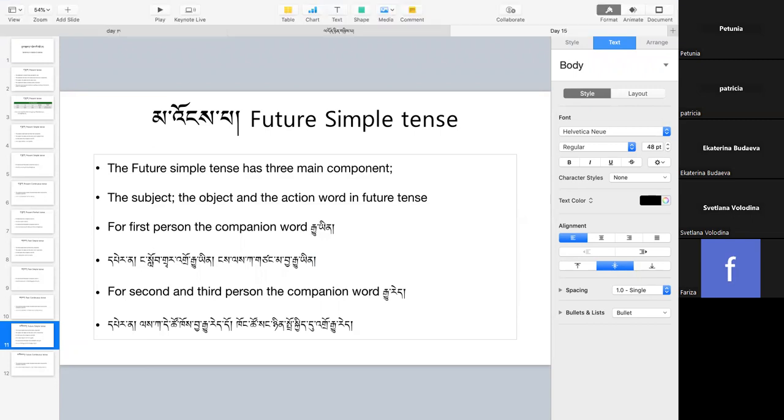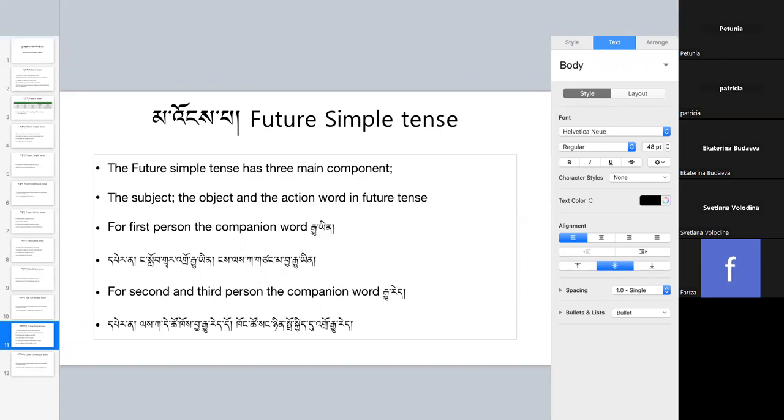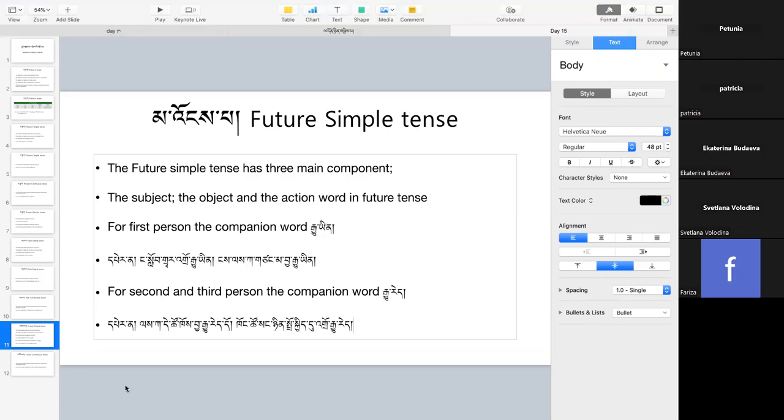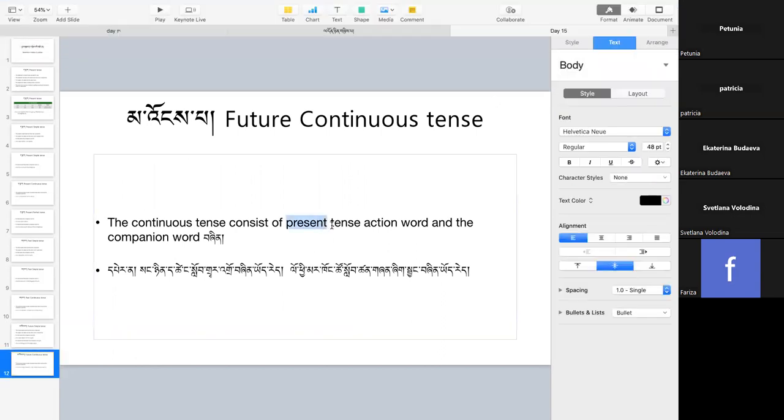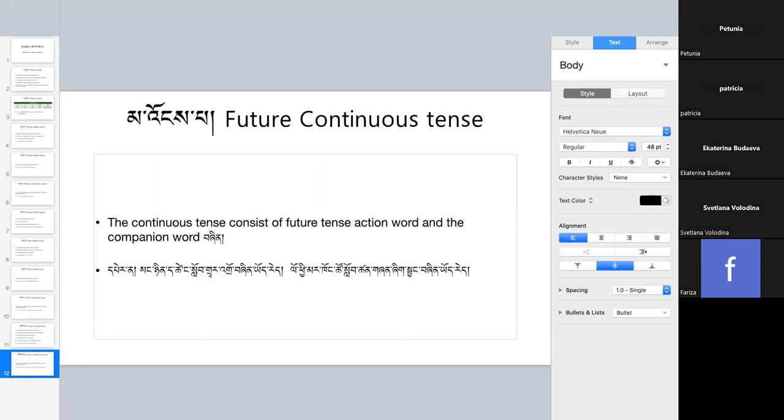So we see that if it's the second and the third person, the companion word is gyu re. Whereas if it's the first person, it's gyu yin. Che gyu yin, che gyu re. The continuous tense, so the present continuous tense, has the future tense action word and the companion word shin.